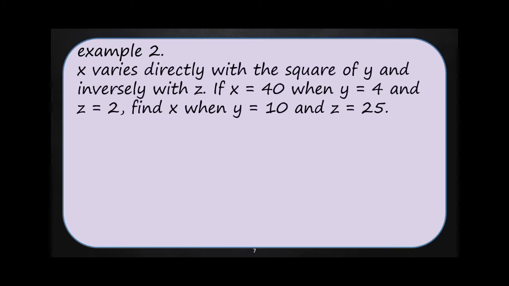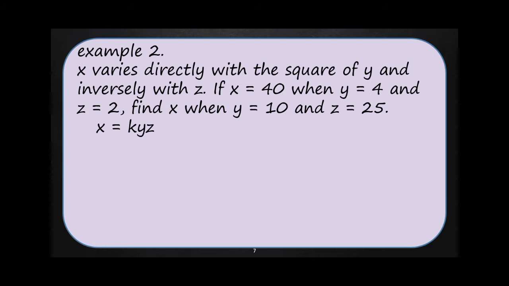Example number 2. x varies directly with the square of y and inversely with z. If x is equal to 40 when y is equal to 4 and z is equal to 2, find x when y is equal to 10 and z is equal to 25. So our formula is x is equal to kyz.